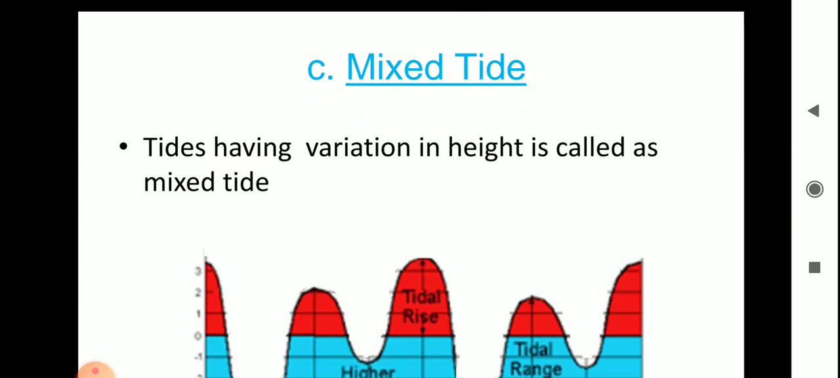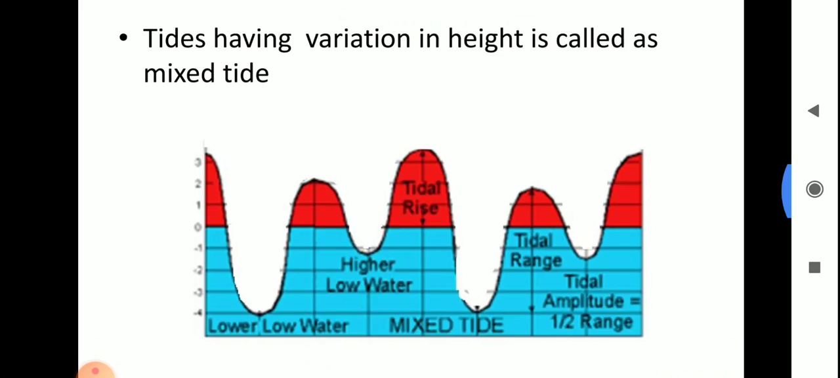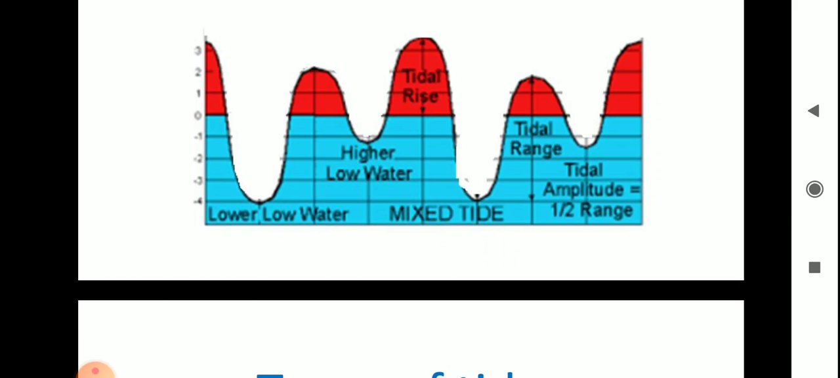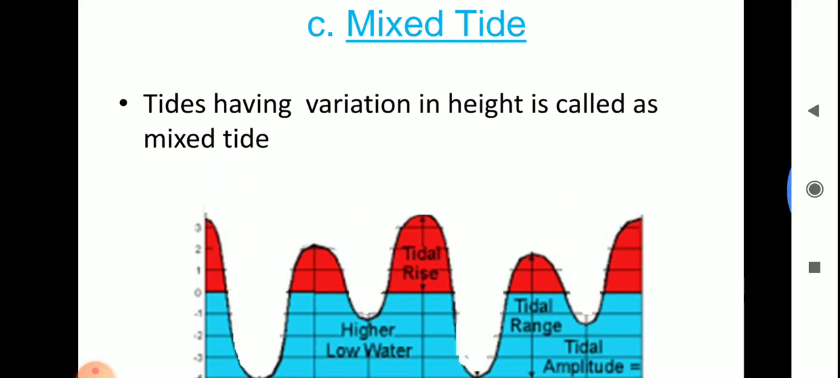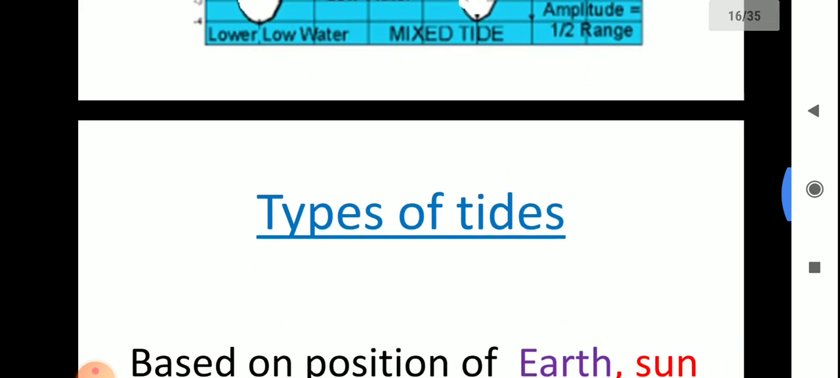Next is the mixed tide, which I told you about, the tides having variation in height. Through the picture I just wanted to show you which type of variations you can see in the height. Somewhere you can see tidal rise, mentioned through the red color, and low water tides you can see in blue color. Okay, so this is called mixed tide.